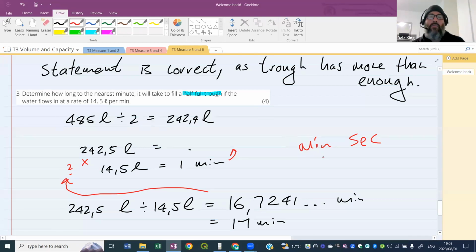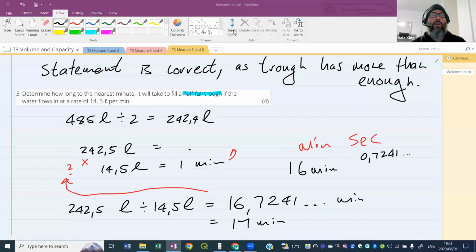But I hear what you're saying. What you're asking is, how do we convert decimals into minutes and seconds? Well, you'd say this. I'll quickly show you. While Kia puts the poll up, it's 16 minutes and 7241, blah, blah, blah, times by 60. It's 0.7241 of 60.